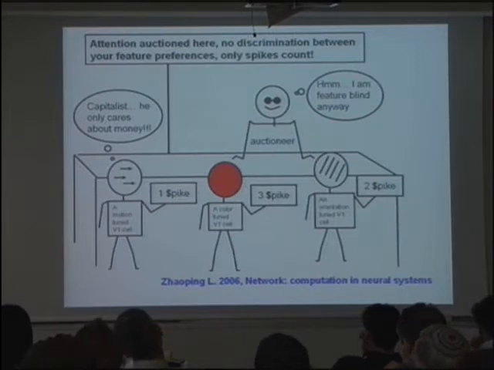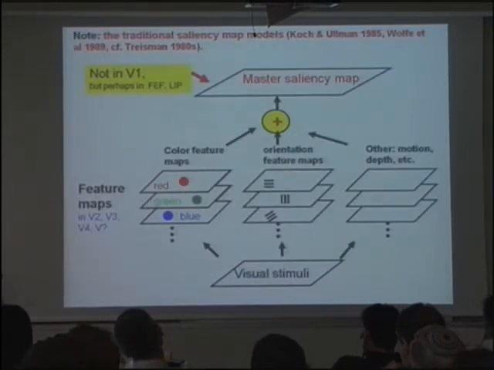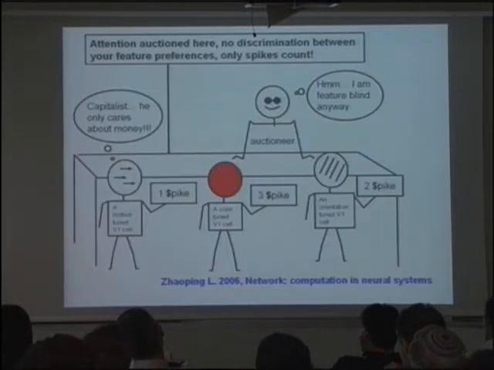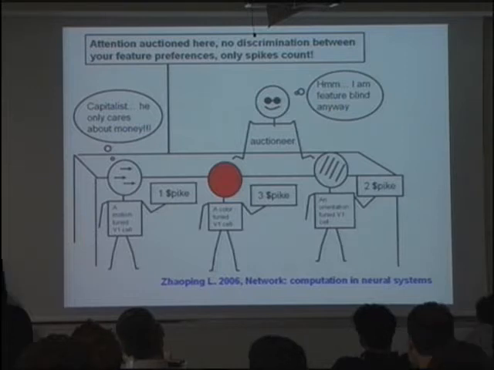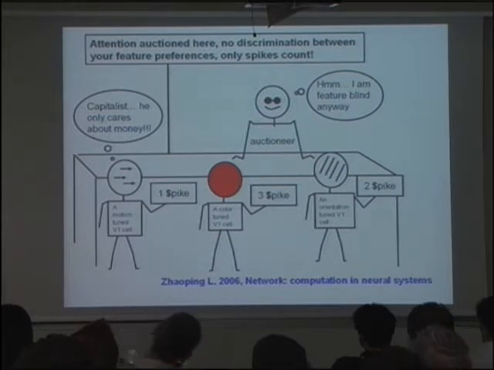Although this way of thinking is natural, it kind of blocks our way of thinking. We can unblock ourselves with a cartoon. Let's say you have an auction shop with an auctioneer, maybe it's superior colliculus. It's blind to features, but the auction shop has a slogan that says, attention auction here, no discrimination between your feature preferences, only spikes count. And so you have all these V1 cells coming to bid for attention. Here's one V1 cell tuned to color, bids 3 spikes, and this V1 cell tuned to motion, bids 1 spike, and so on. And he wins.